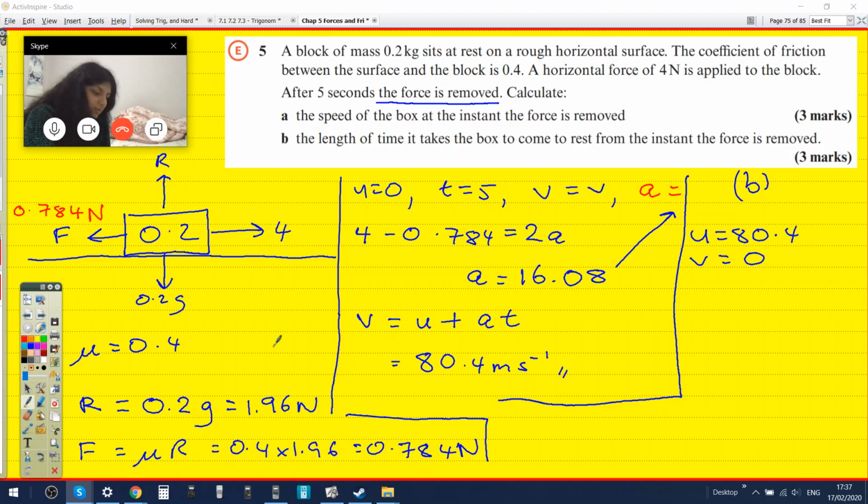Oh, V equals U plus AT. Yeah, 0 is equal to... But you don't know A or T. If only you knew several formulas for A that you just used in part A. Oh, sum of F equals MA. That's one of them. I don't know any others. You can't use V equals U plus AT, I agree, because you don't know A or T.